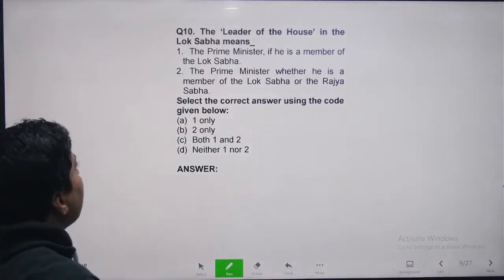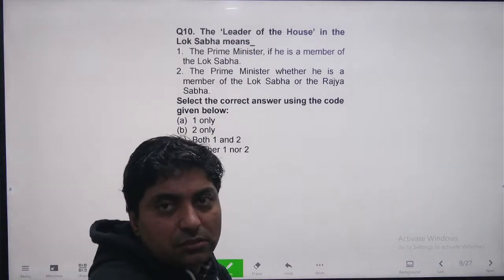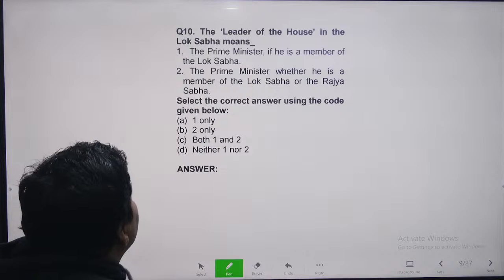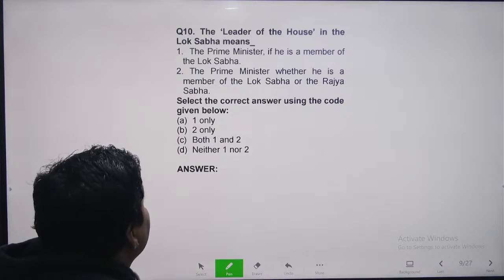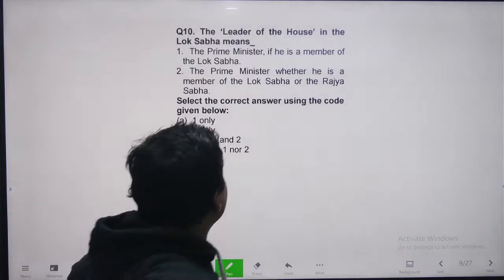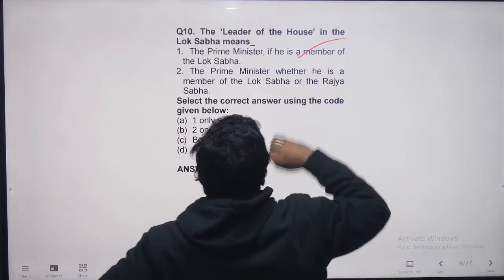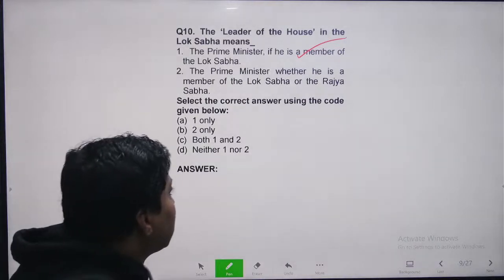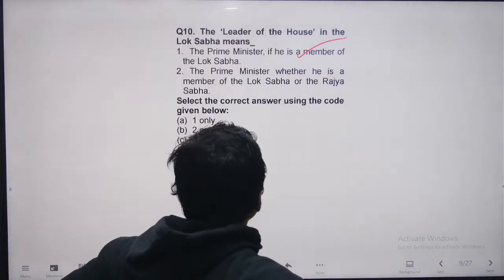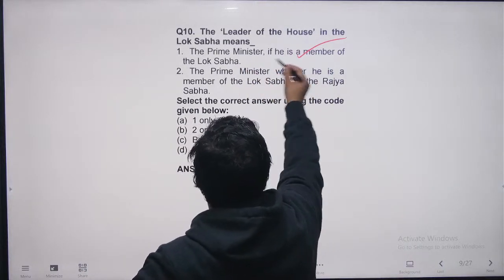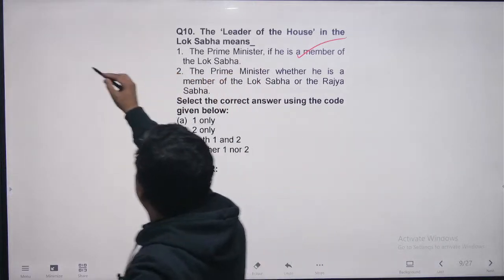The Leader of the House in the Lok Sabha means, who is the Leader of the House? The Prime Minister, if he is a member of the Lok Sabha. Is it? The Leader of the House is the Prime Minister, if he is a member of the Lok Sabha? Yes. The Prime Minister, whether he is a member of the Lok Sabha or the Rajya Sabha, no. The PM is the Leader of the House if he is a member of the Lok Sabha. But consider someone like Manmohan Singh.